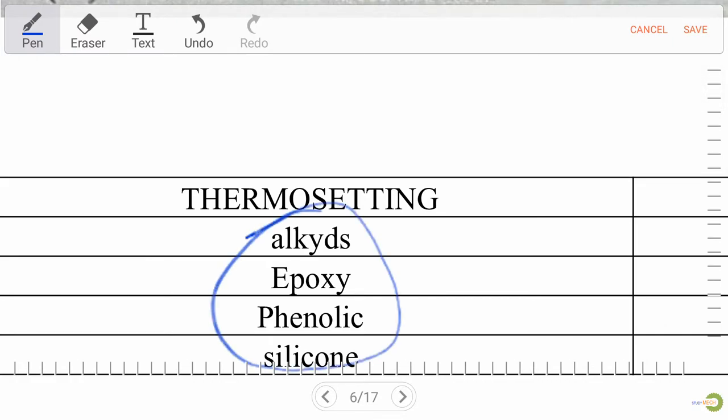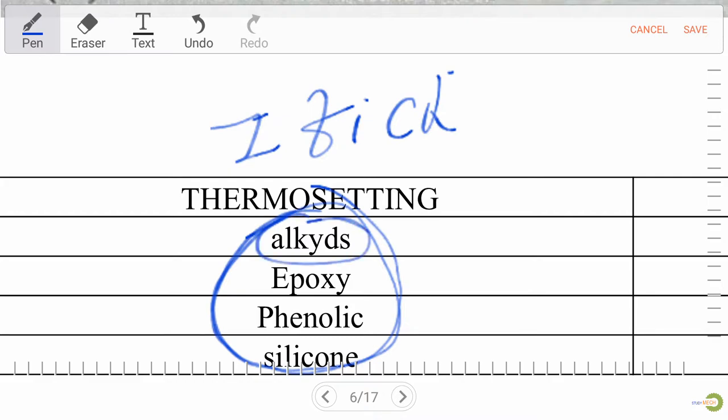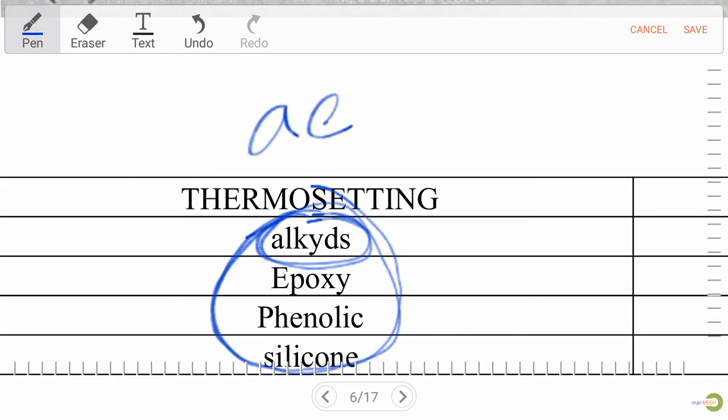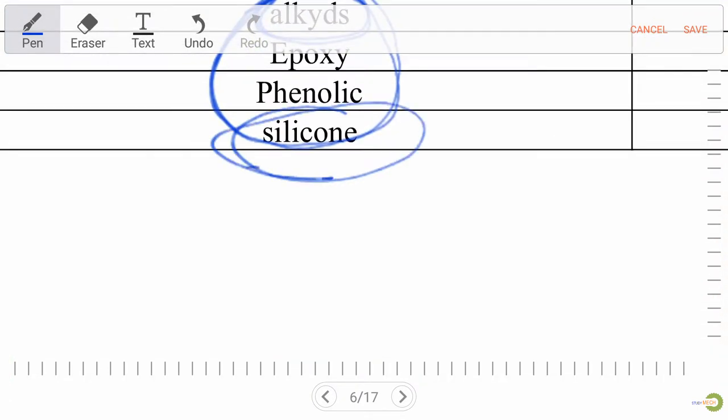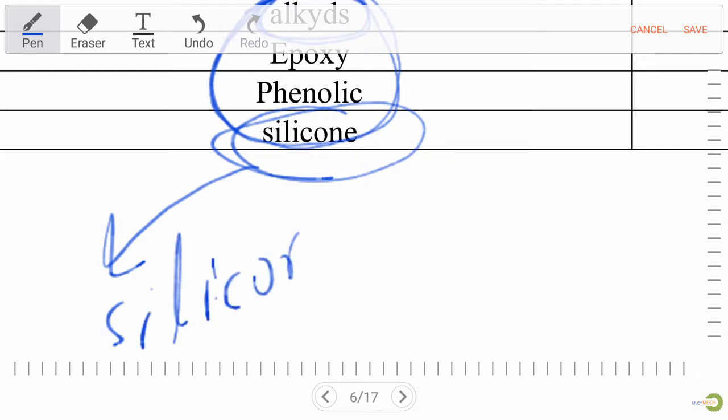To remember this sequence, here we have one short trick, like IPC. You can also develop your own trick to remember all of these names of thermosetting plastic. First of all, A for alkyds, E for epoxy, F for phenolic, and C for silicone. You can also pronounce it like S, but over here we should remember silicone means there is also another silicon, S-I-L-I-C-O-N. The difference is only E.